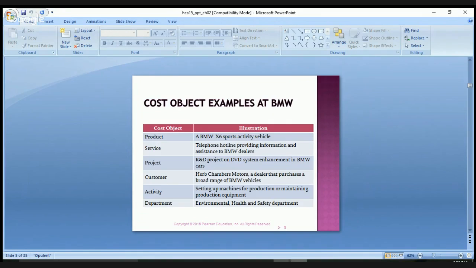An activity could be setting up machines for production or maintaining production equipment. And a department could be the environmental department or the health and safety department. So you can break these cost objects up just by what you want to concentrate on as a business. Okay? Any questions?